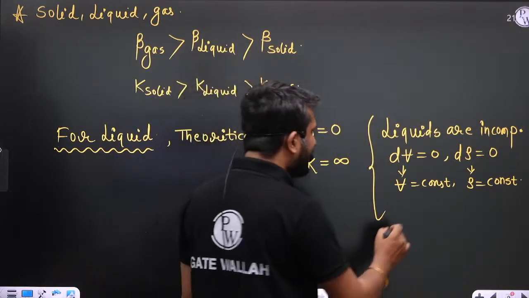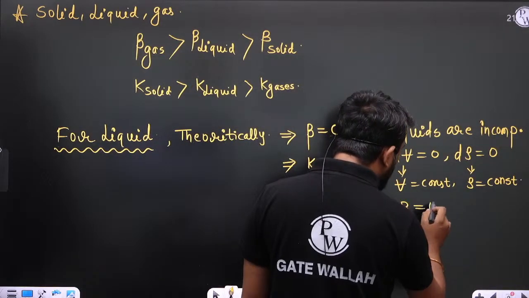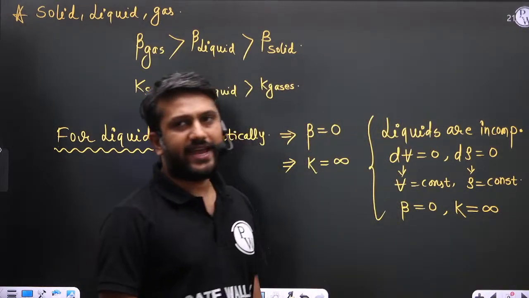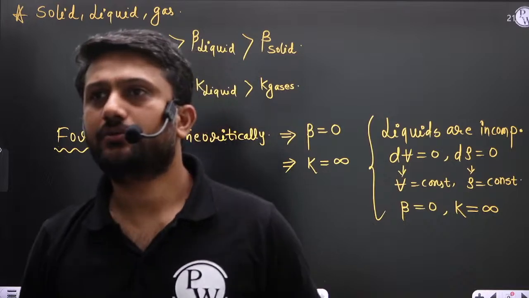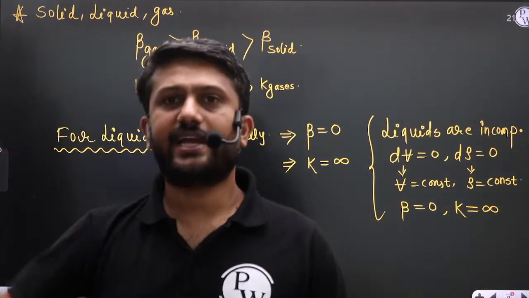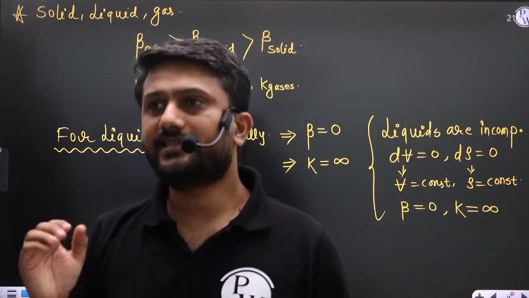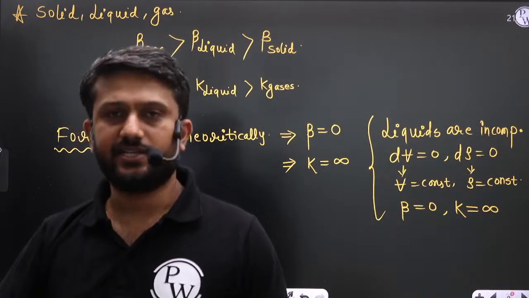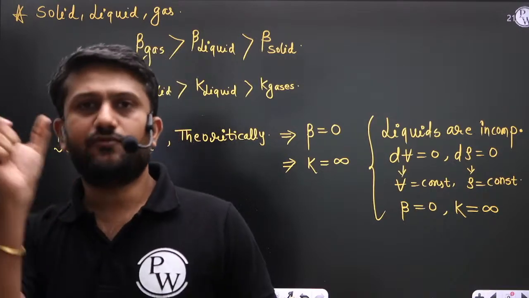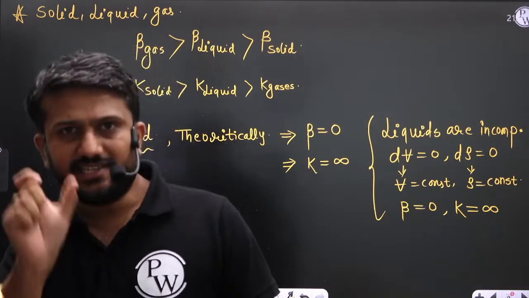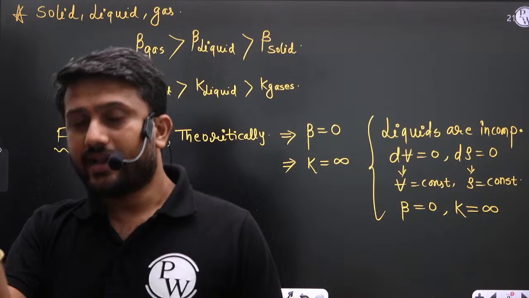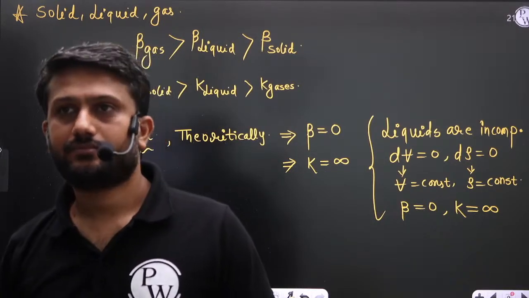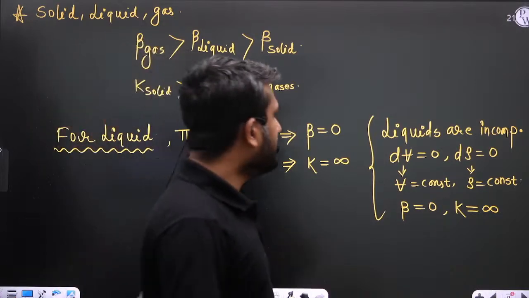Or we can say beta compressibility is zero, or we can say bulk modulus is infinite. So if anyone asks you, if there is a fluid which is incompressible, what is the meaning of incompressible? For an incompressible substance or liquid, the change in volume is zero or volume is constant, change in density is zero or density is constant. Compressibility is zero, or you can say bulk modulus is infinite. Now this is for liquid.